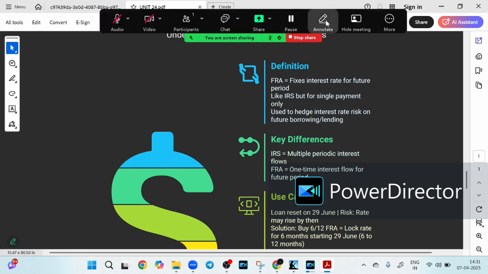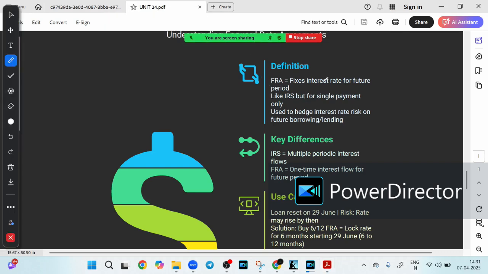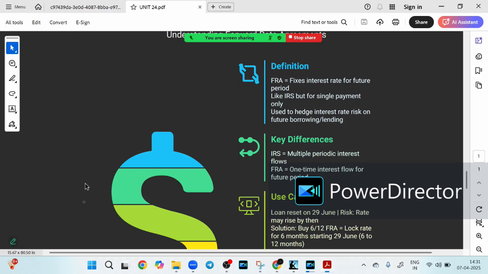series, right? So if you are worried that interest rates will rise in the future, say I have just taken a loan, then you can go into an FRA. It's just like an IRS but for a single payment, not a series. So it is mostly used to hedge interest rates on future deals. The key difference between FRA and IRS is quite simple: an IRS is an ongoing periodic interest flow, but in the case of an FRA, it is just one-time interest payment in the future. It is simple, direct and to the point.